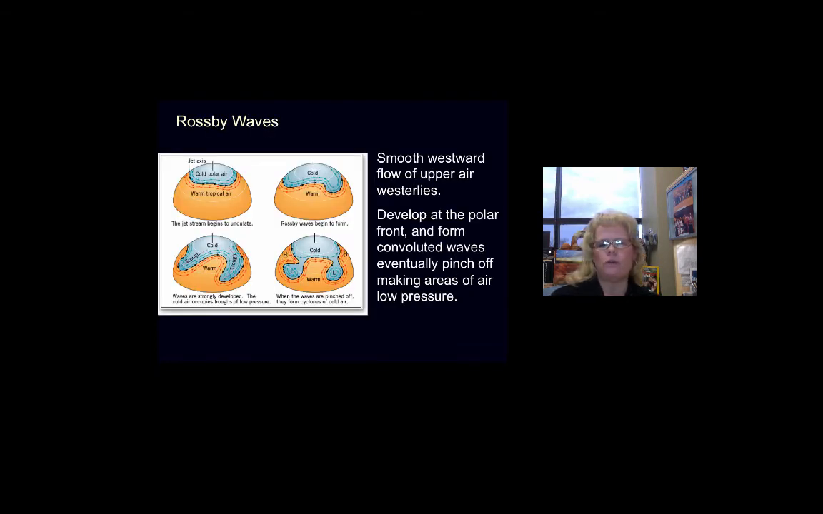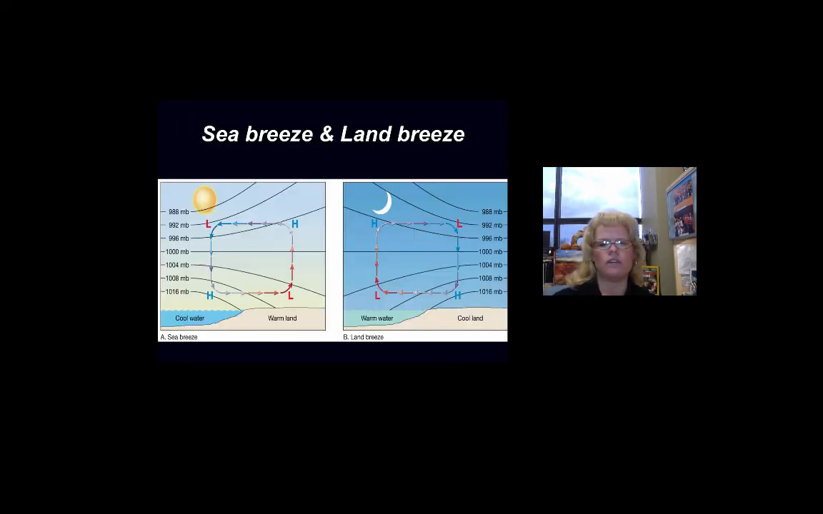Something called a Rossby wave occurs where you can actually get pairs of these types of weather patterns. You can see here's cold polar air. It's beginning to sink right here, coming in contact with that low pressure system here, and it produces a little arm on both sides. These little pools or cells of material are referred to as Rossby waves. These develop at polar fronts and form very interesting convoluted waves that pinch off, making areas of low pressure and substantial stormy conditions.